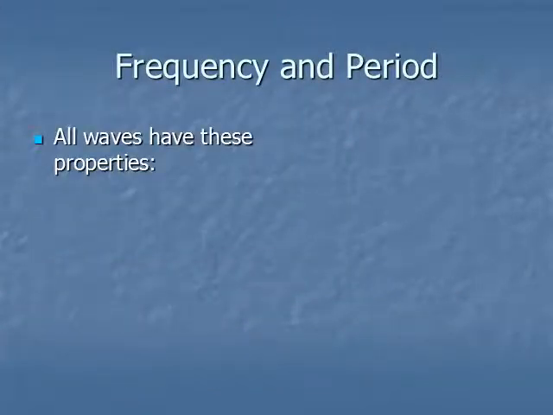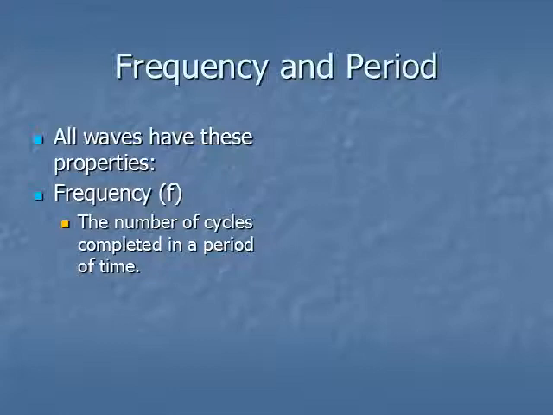Then there's frequency and period. Frequency is the number of cycles completed in a period of time. So basically it's the number of times something happens within a certain amount of time. So I could draw 5 things in 3 seconds, and that'd be my frequency. Units are hertz, which is the same thing as saying 1 divided by seconds.